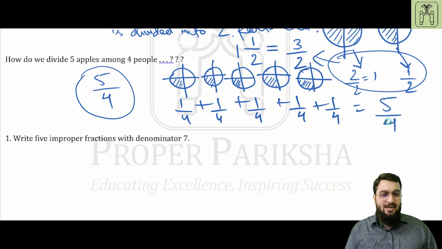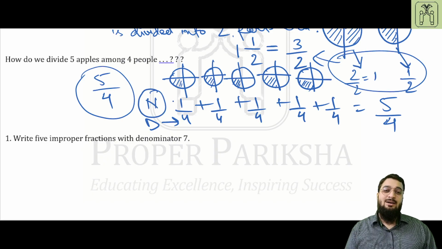How do we add fractions? It is very simple and will be discussed later, but just to give you an idea, if the denominator is the same, the numerators are added or subtracted as mentioned. So 4 is the same, so 4 will be written as the denominator, and the numerator will be the sum of all the numerators, that is 1 five times, 5 upon 4. So each person will get 5 upon 4 of the apples.